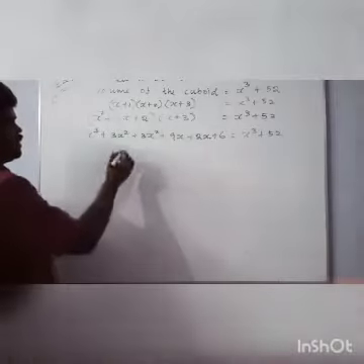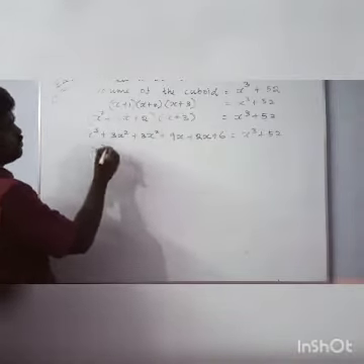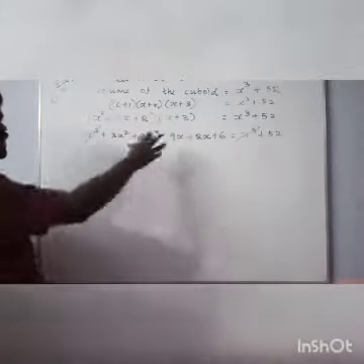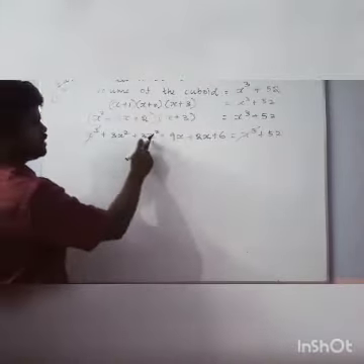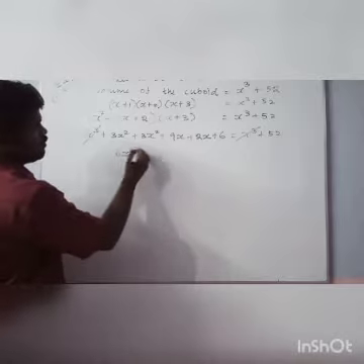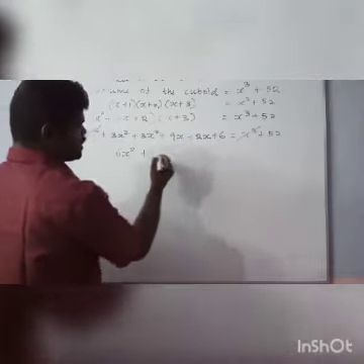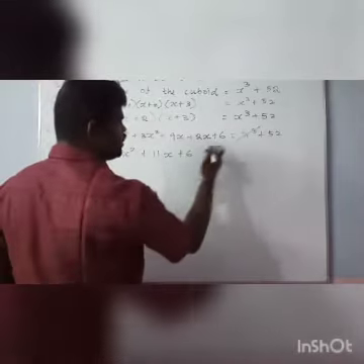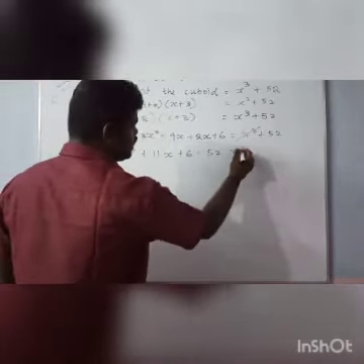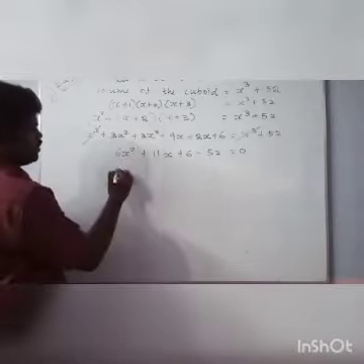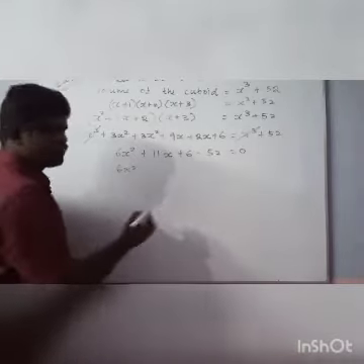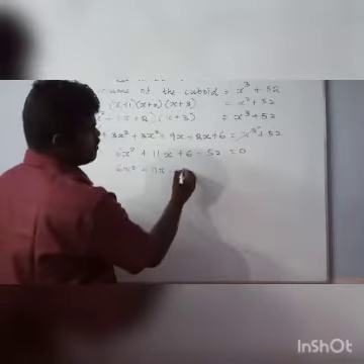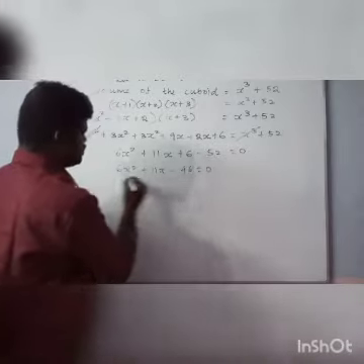Okay, now both x cube are cancelled. Directly we can cancel it, and then 3x square, 6x square plus 9x plus 2x, 11x plus 6. Here is 52, so minus 52 equal to 0. Now 6x square plus 11x minus 46 equal to 0.